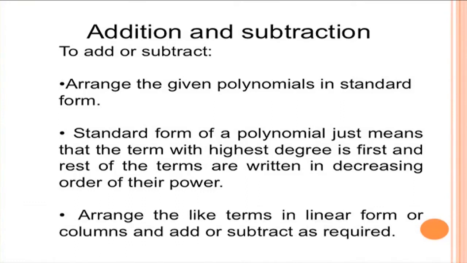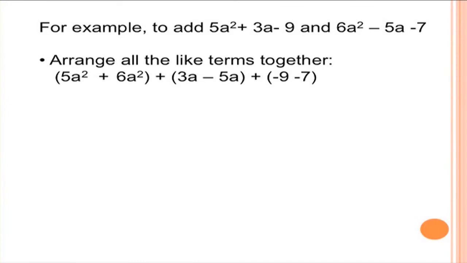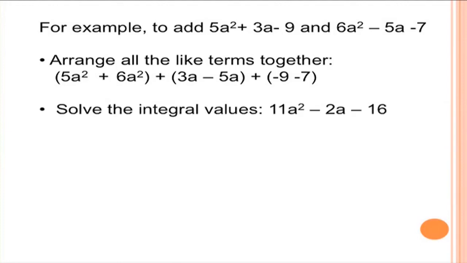Arrange the like terms in linear forms or columns and add or subtract as required. For example, to add 5a square plus 3a minus 9 and 6a square minus 5a minus 7, we arrange all the like terms together, that is 5a square plus 6a square in one bracket, 3a minus 5a in another bracket and lastly minus 9 and minus 7 in the last bracket. Now solving the values of each like term, we get 11a square minus 2a minus 16. So this would be the solution by adding the two polynomials.